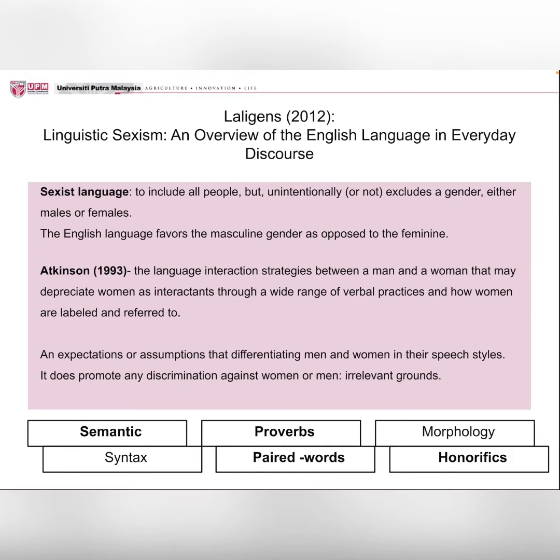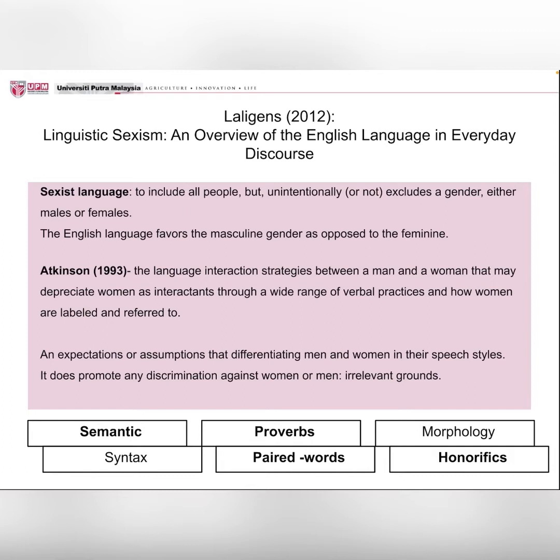the most powerful language in which sexism and gender discrimination are reproduced. This sexist language includes all people, but unintentionally or not excludes a gender, either males or females. So the English language favors the masculine gender as opposed to the feminine.